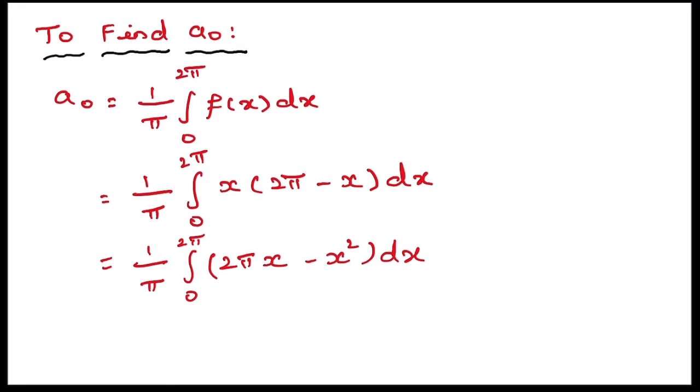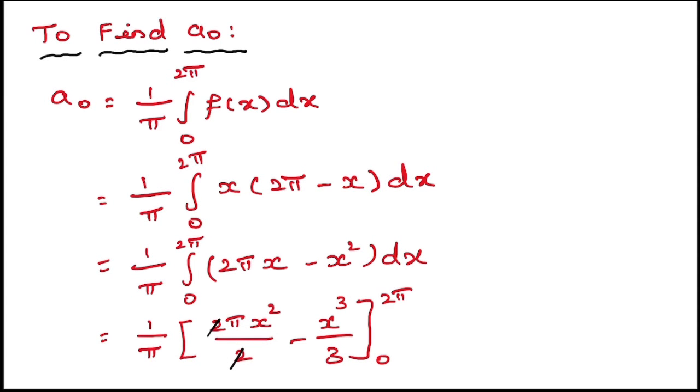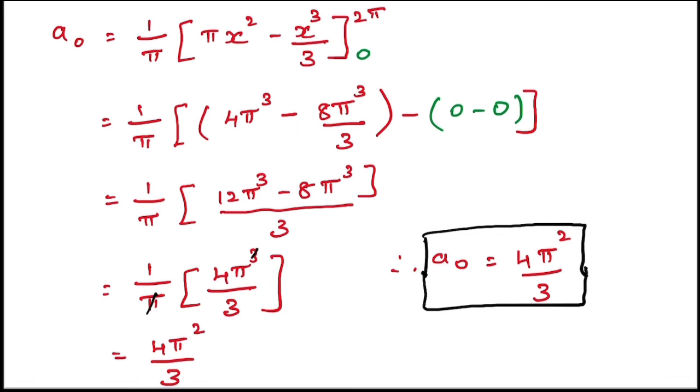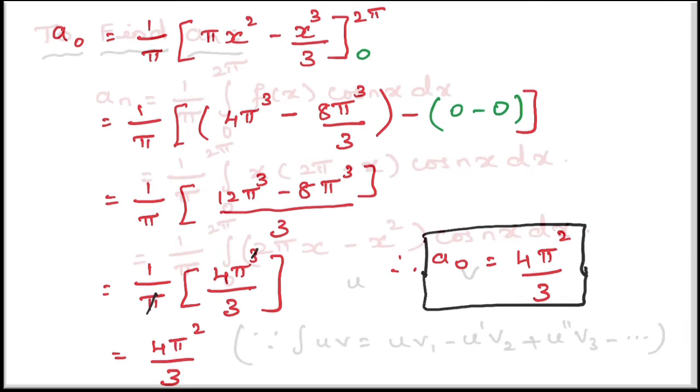Our a naught is equal to 1 by pi integral 0 to 2 pi f of x dx. Put the given function in place of f of x and integrate. We have 1 by pi integral 0 to 2 pi x into 2 pi minus x into dx. Multiply x inside, you get 1 by pi integral 0 to 2 pi 2 pi x minus x square into dx. Now integrating with respect to x, we get 1 by pi into pi x square minus x cube by 3 between the limits 0 to 2 pi. Applying the limits and after simplifying we get a naught is equal to 4 pi square by 3.